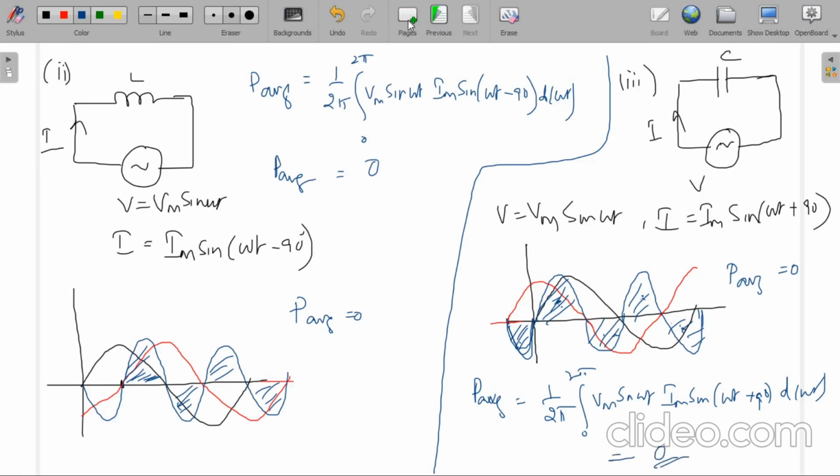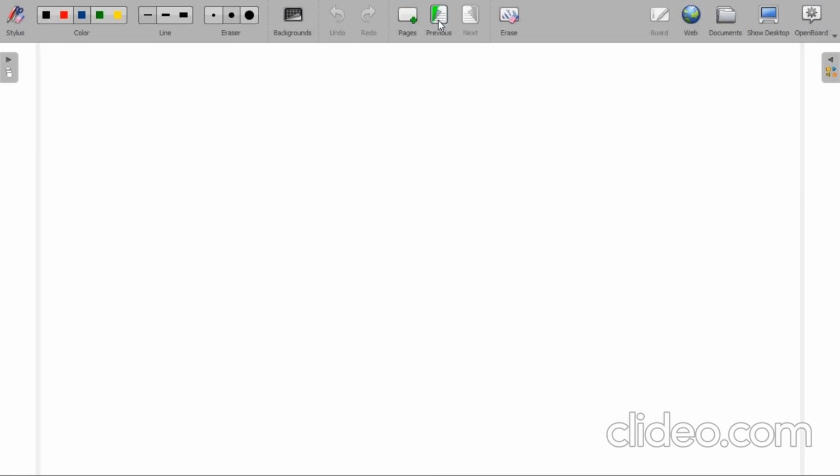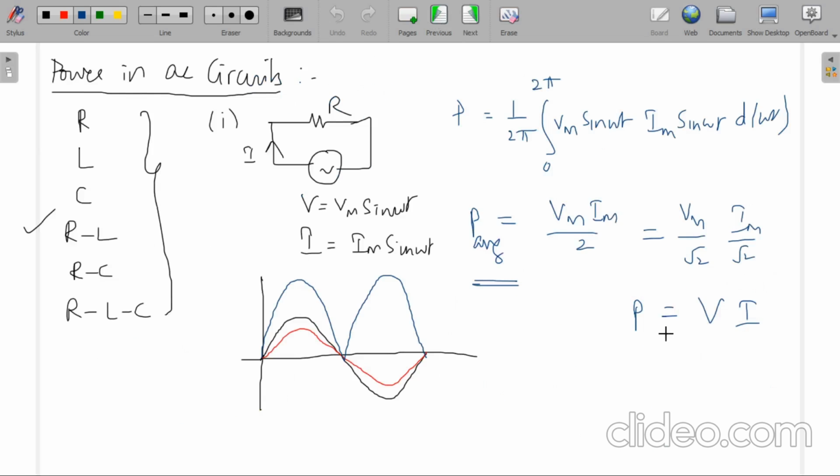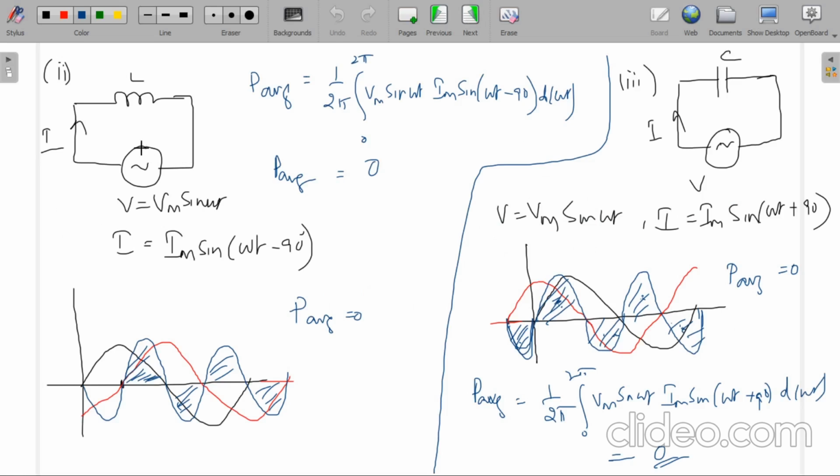Okay, in case of R load, the power is given as V into I, Vrms into Irms. In case of pure L load or pure C load, average power is 0. What does it mean? Power consumed by the circuit is 0. That means it doesn't consume any power. Pure L load doesn't consume any power. Pure C load doesn't consume any power.